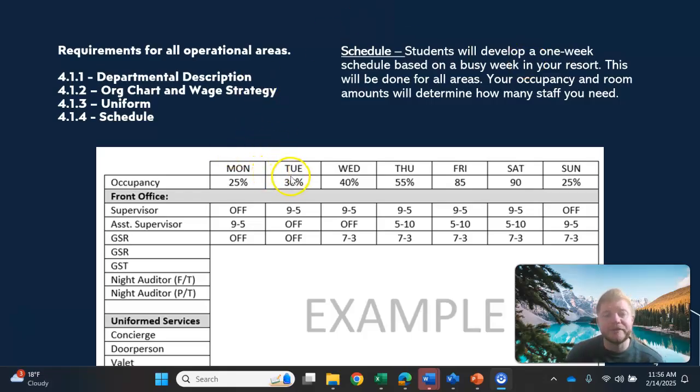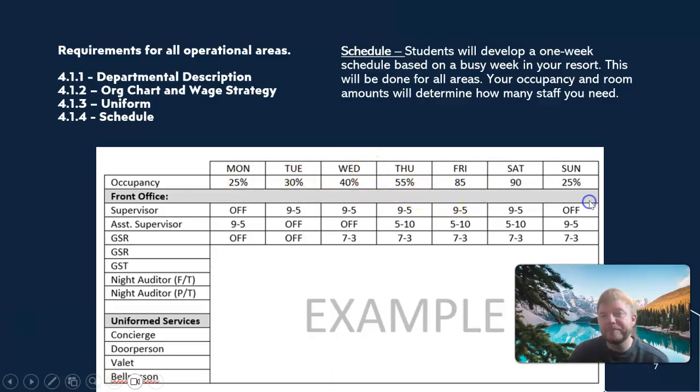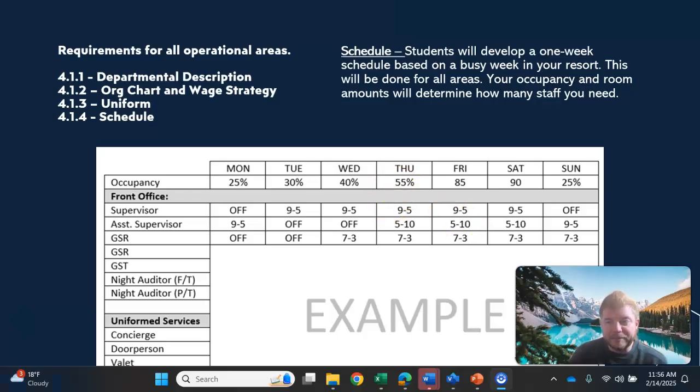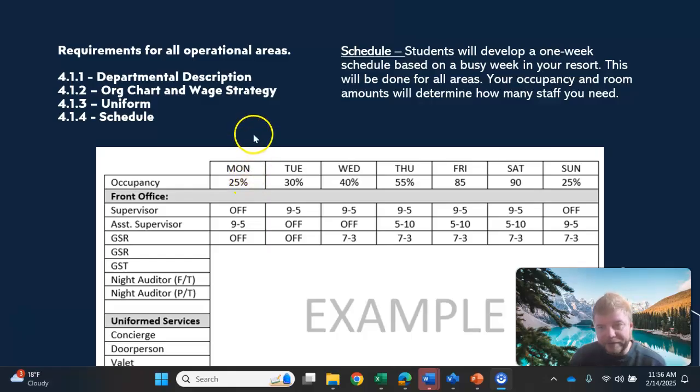Now, we'll go through some details in class, but as an example right here, this is a Monday through Sunday schedule showing occupancy throughout the week, how it basically climbs up. Now, I will provide you templates as well, which will allow you to also have a line here that'll say how many rooms that actually means as far as sales go. Assuming, for this place, let's assume we have 100 rooms, because that'll just make it easy. We sell 25 rooms, 30, 40, 55, 85, 90, 25. It's just easier math.